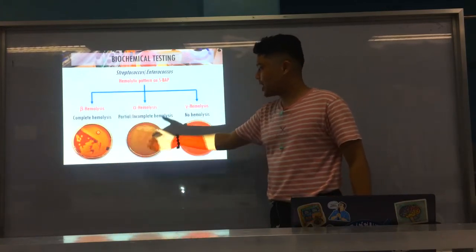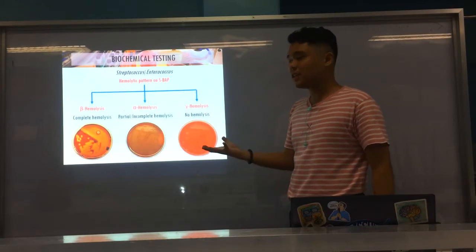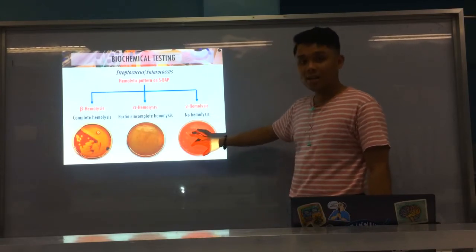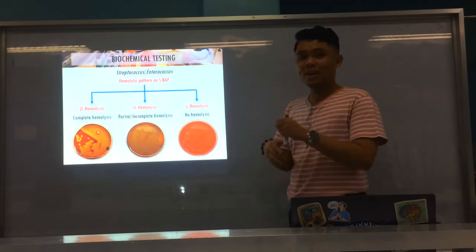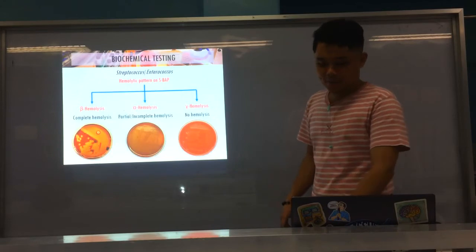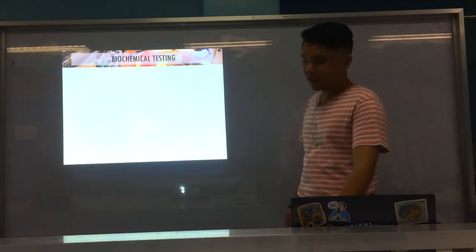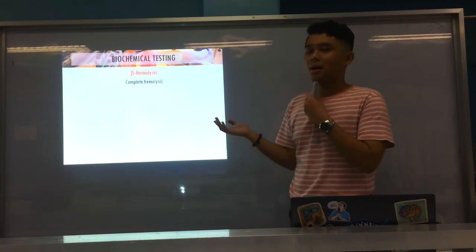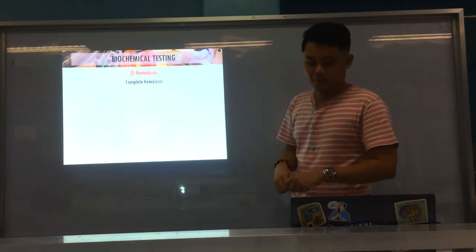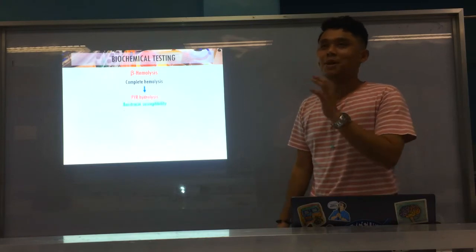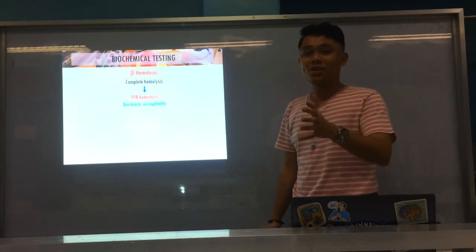Alpha is partial, with greenish discoloration, okay? Please take note, greenish. And gamma hemolysis, none. The medium remains red, like in this tube. Okay, meaning they did not lyse the RBCs. Alright, so no hemolysis, or your gamma hemolysis. So we'll start first with your beta hemolytic, or beta hemolysis, or complete hemolysis reactions on BAP. So what are the tests to perform after is, of course, the PYR hydrolysis test and bacitracin susceptibility.